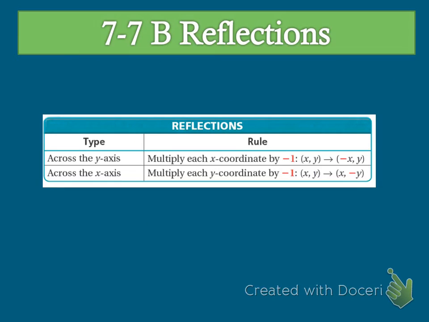Now, in order to figure out where those points are going to be, we've got these two rules here. If you're going to reflect it across the y-axis, the one that goes up and down, you're going to multiply each of the x coordinates by a -1. So instead of x, y, you're going to have the opposite of x, y. Now, if you're going to reflect it across the x-axis, you need to multiply each y coordinate by -1. So instead of x, y, you're going to have x and the opposite of y. I say opposite because if it's already negative, it's going to become positive.